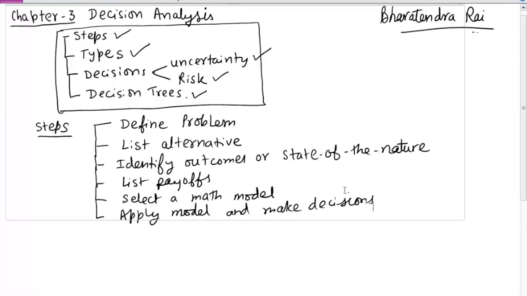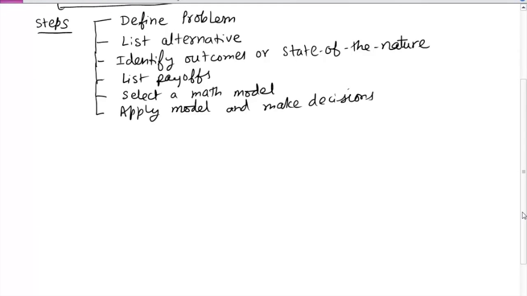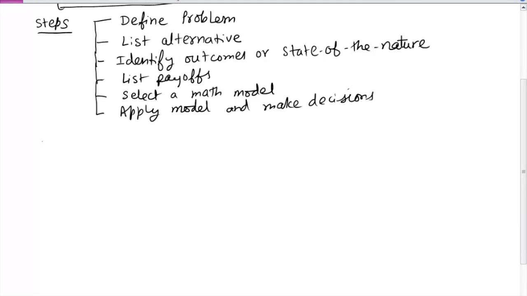Now let me take one example to go through and explain how these steps really work. Now this example is from your book, and this is about Thomson Lumber. If you read the example, this company wants to expand. They want to create more products which can reach different customers. They have three different alternatives.